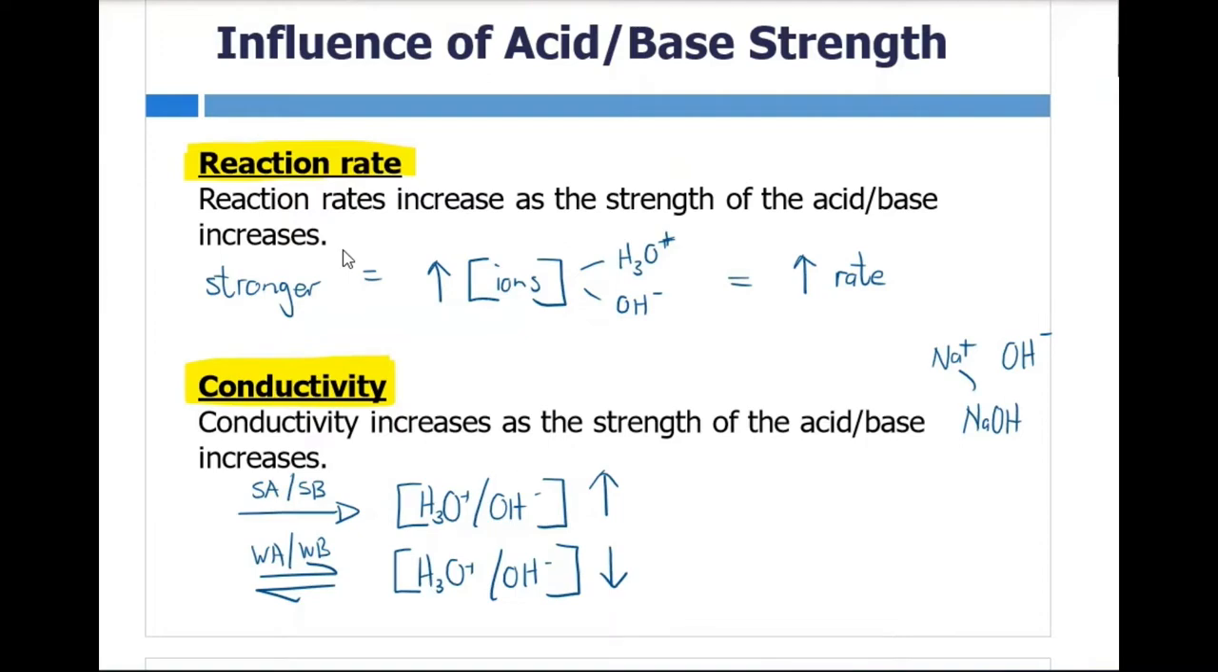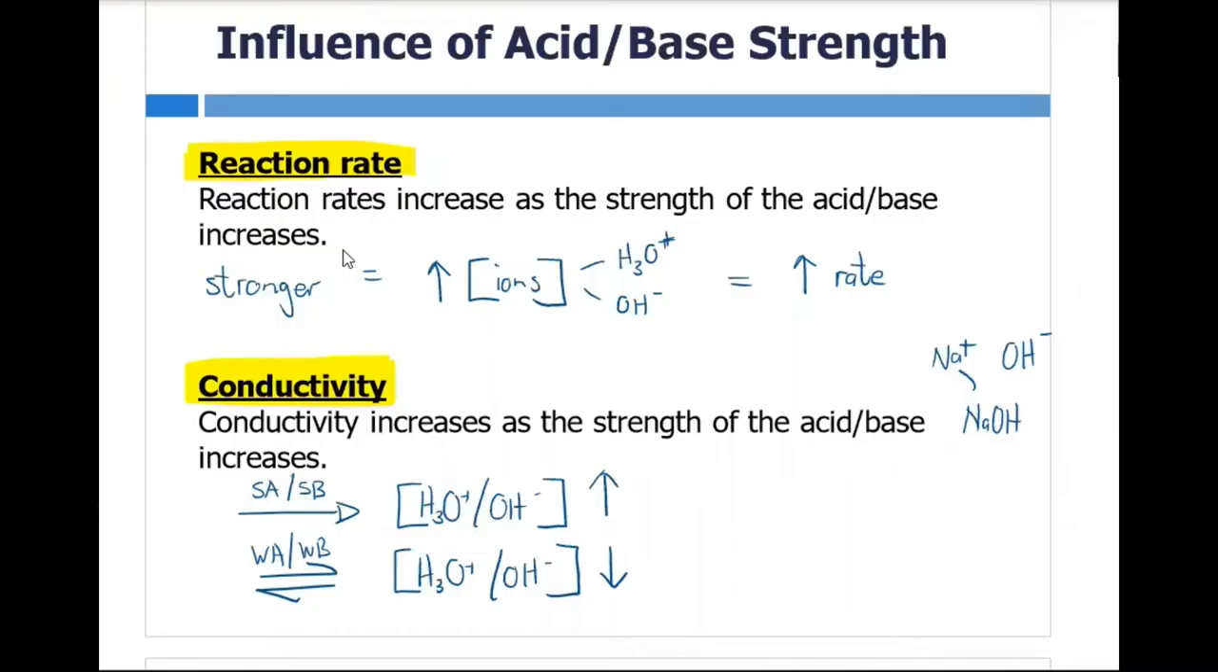So here we go. If it is a strong acid or a strong base, a lot of ions are present, single arrow, therefore good conductor. If it is a weak acid or a weak base, there's a double arrow, which means that you've got reactant and product.